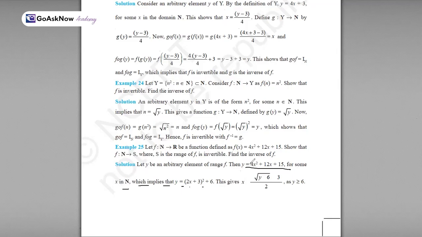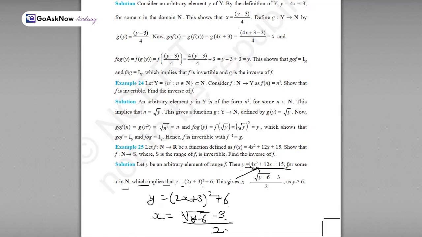If I do the perfect square here, y will be equal to (2x + 3)² + 6. If you expand it, you will get this. And which gives us x = (√(y − 6) − 3)/2. This will be the value of x if we find it here.